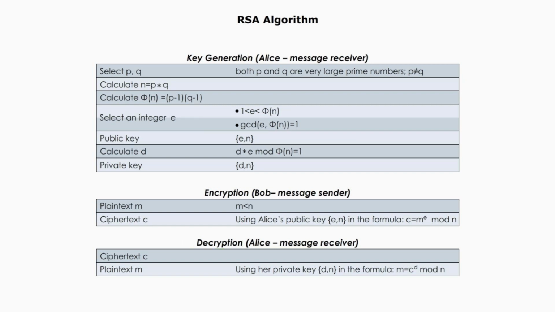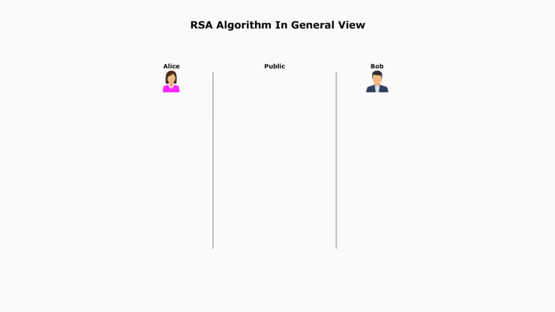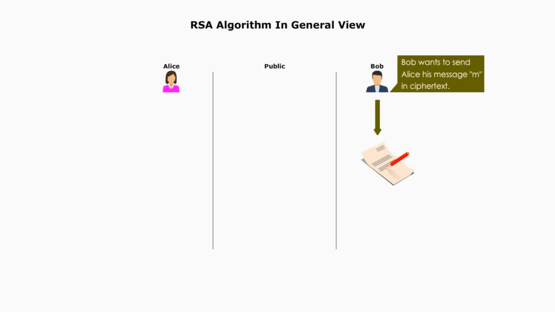Last time I talked about how RSA works with math formulas. Today I will demonstrate how it works with one simple example. The RSA process involves 3 major steps.